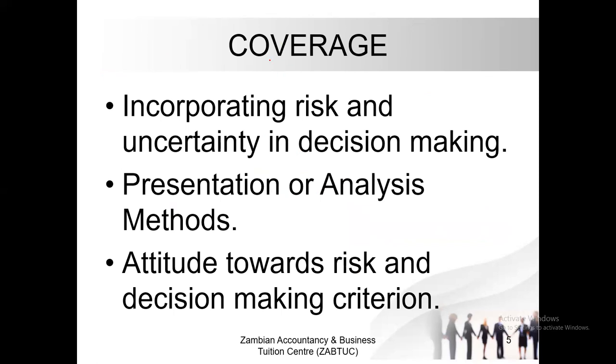So then in decision making, when we teach students risk and uncertainty, we normally address the question, how do you incorporate risk and uncertainty in decision making? So you must be able to explain how this is done. I'll give you an example. For instance, in NPV analysis, we normally say, how do you incorporate risk and uncertainty? We talk about the adjusted discount rate as a method that we can use. Do you remember that? We can also say we can use the concept of sensitivity analysis.